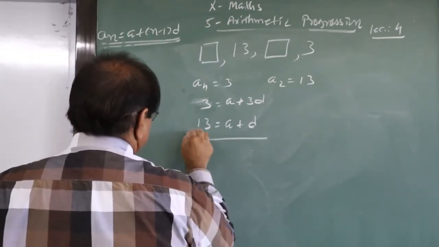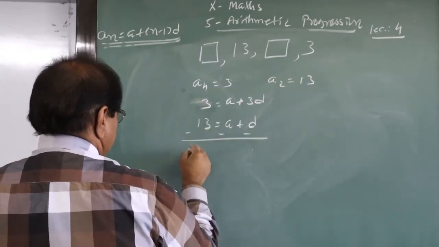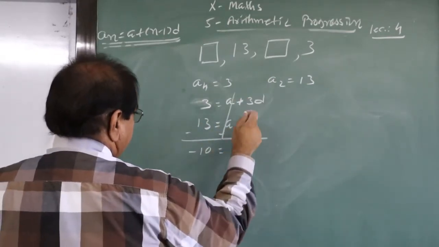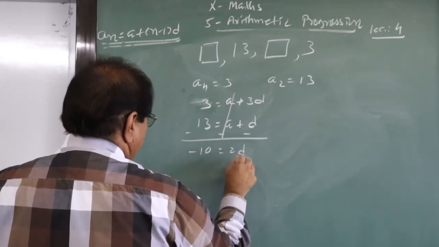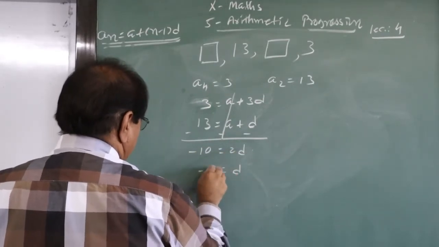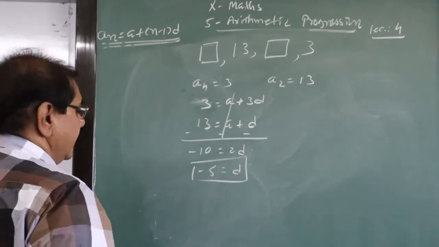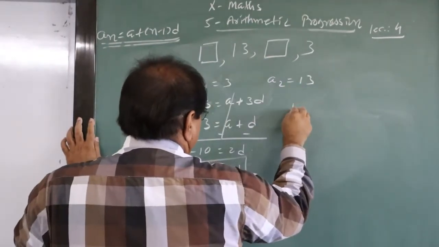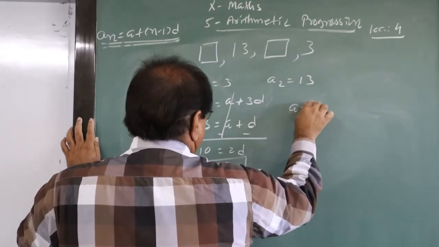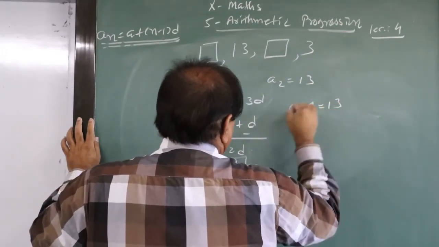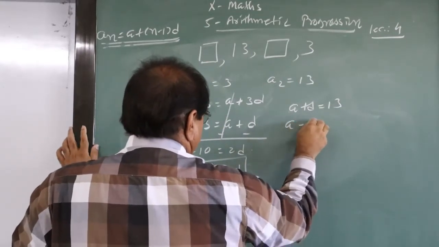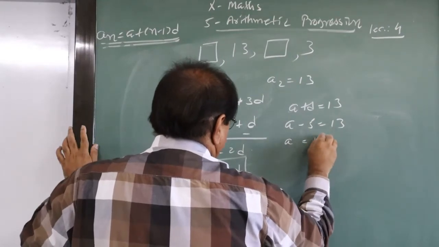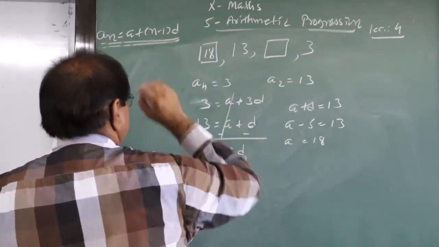Now, I take the difference of these 2 terms: 3 minus 13 is minus 10, plus a minus a gone, is equal to 3d minus d, which is 2d. So, d is equal to minus 5. Okay? So, the difference is minus 5. So, I know that 13 is the second term. So, a plus d is equal to 13. So, a minus 5 is equal to 13. So a is equal to 13 plus 5, 18. So the first term is 18.